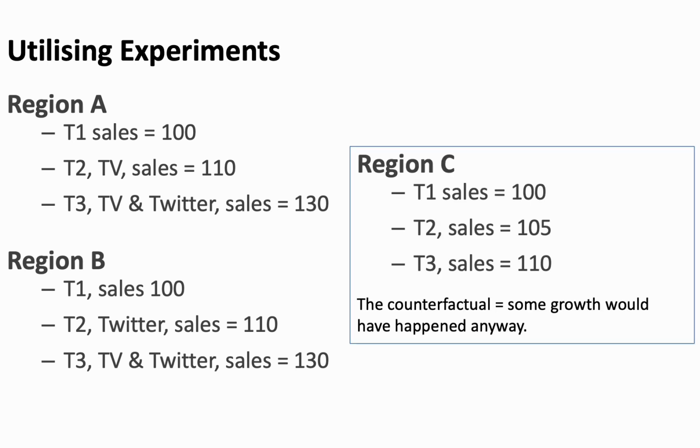However, in the third region, they ran no advertising. And the sales went up from 100 to 105 to 110. This is what we call the counterfactual. This is what would have happened anyway. And when we're trying to look at behavioural data and isolate causality, we really want to be able to do these sorts of experiments to say, what is the counterfactual? What would have happened? And then can we do the changes in different orders to give us a better understanding of what is going on?